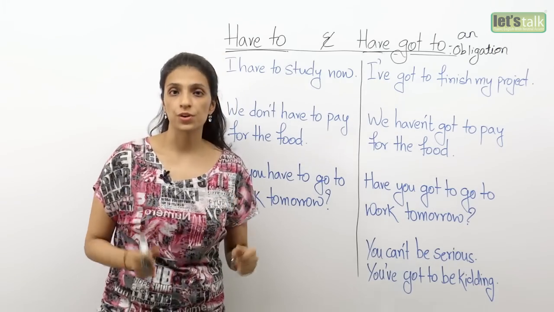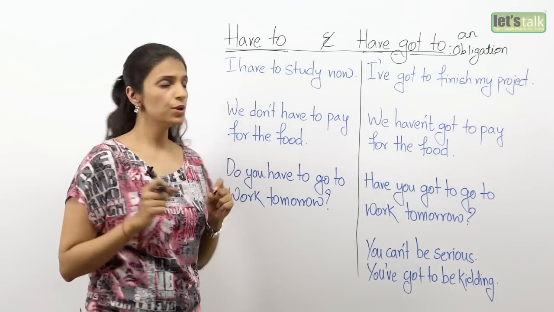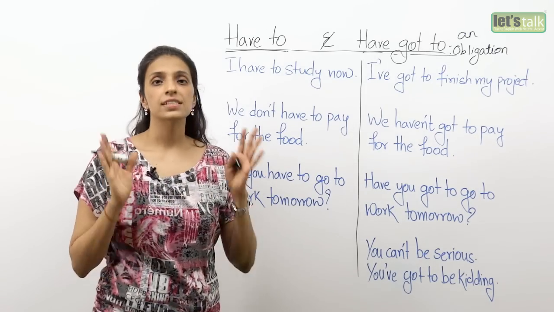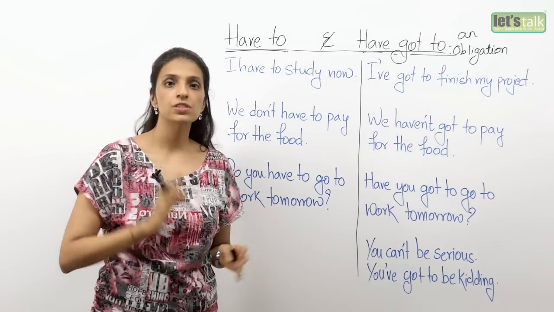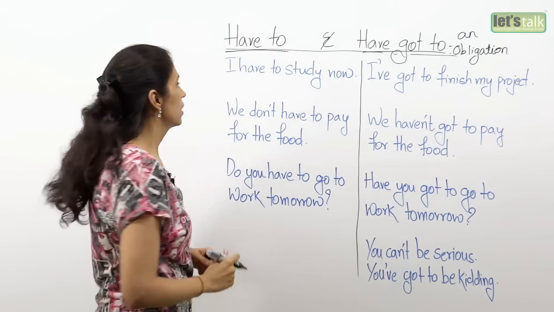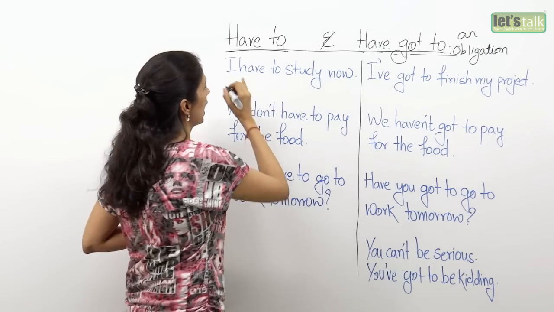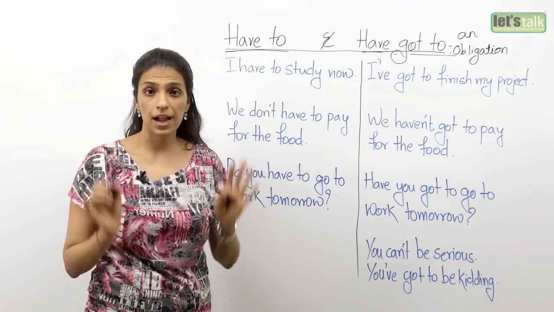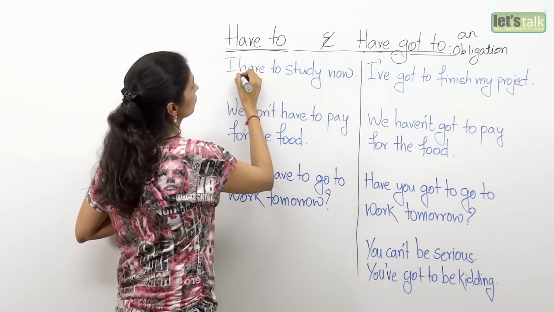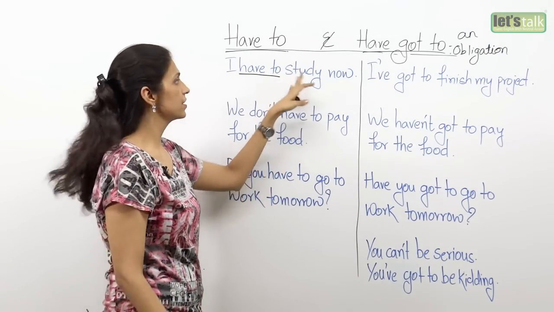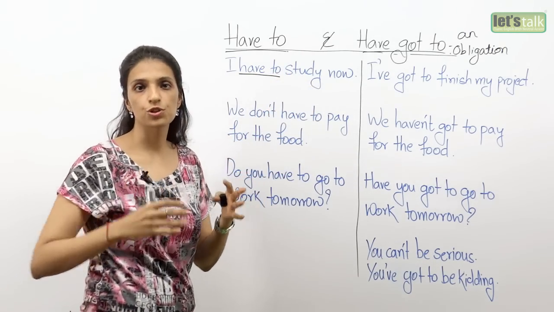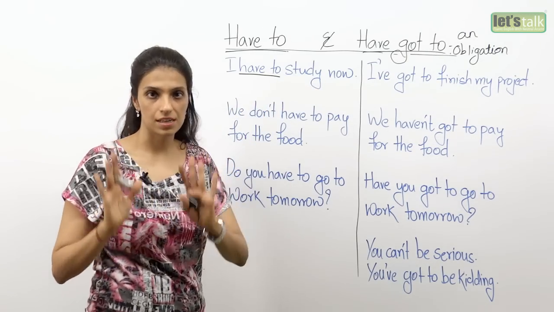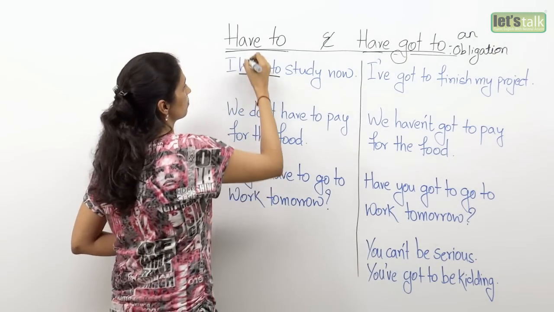So when you don't have a choice and you have to do something that you're told to do, it's your duty, you really don't have a choice, that is the time we say you have to do this or you have got to do it. If I tell you, I have to study now, that means you have no option and you have to do it. But remember, after have to, you have an infinitive form, or the verb is in the base form. So don't try using the past form. Don't say I have to studied. You say I have to study now. It is an obligation in the present tense.